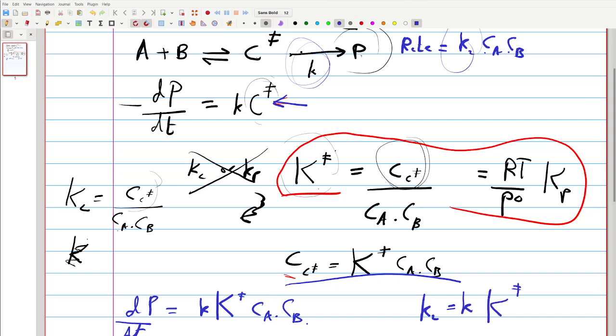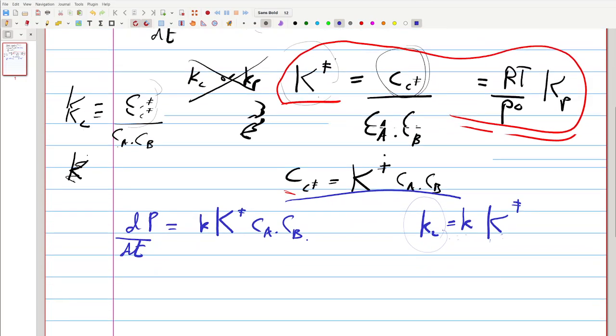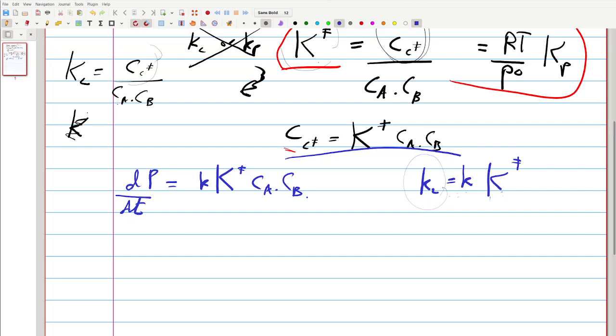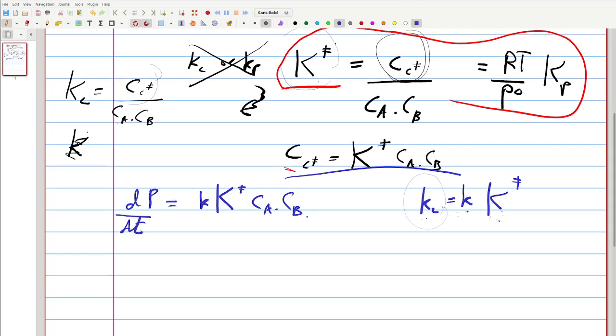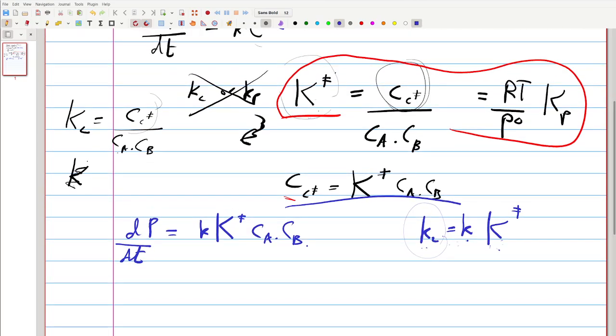So for us to get an expression for k2, we have to find expressions for these two. Everything else that we do in the rest of the discussion is to get there. To get an expression for k2, we need an expression for K double dagger and this simple k. So we start working out K double dagger. We have an expression for K double dagger, but we have a Kp here, right?